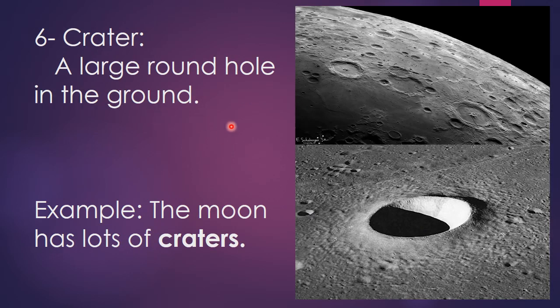Crater, a large round hole in the ground. Okay, as you see here, we have a lot of craters on the moon. For example, the moon has lots of craters.